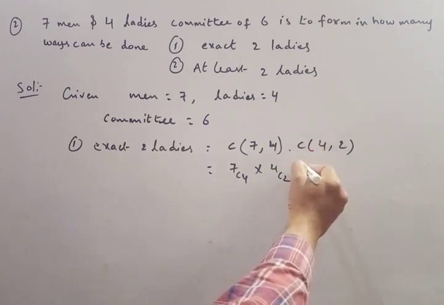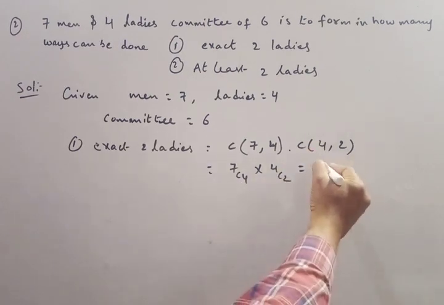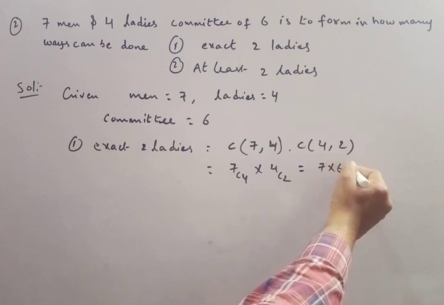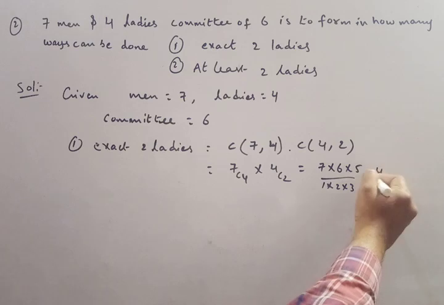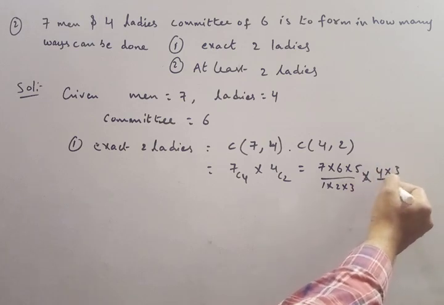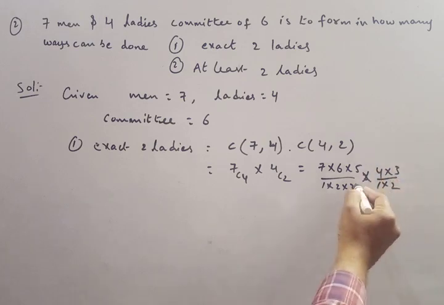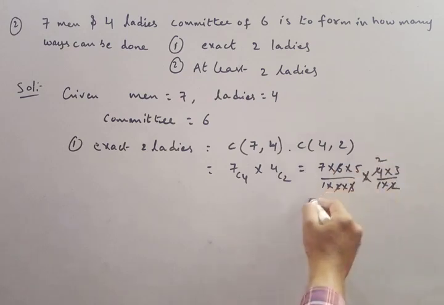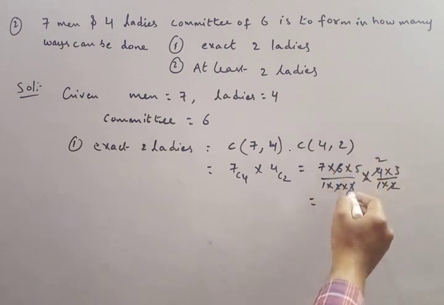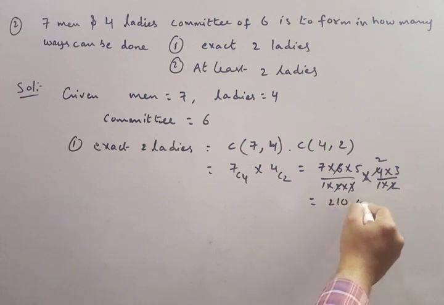So in the committee of 6, with exactly 2 ladies, the remaining are men. So 7C4 will give you 7C3, 7 into 6 into 5 by 1 into 2 into 3, then into 4C2, which is 4 into 3 by 1 into 2. So 2 3s are 6, they get cancelled. 3 2s are 6, 6 5s are 30, 30 7s are 210. So 210 ways you can take exactly 2 ladies in the committee. Understand?